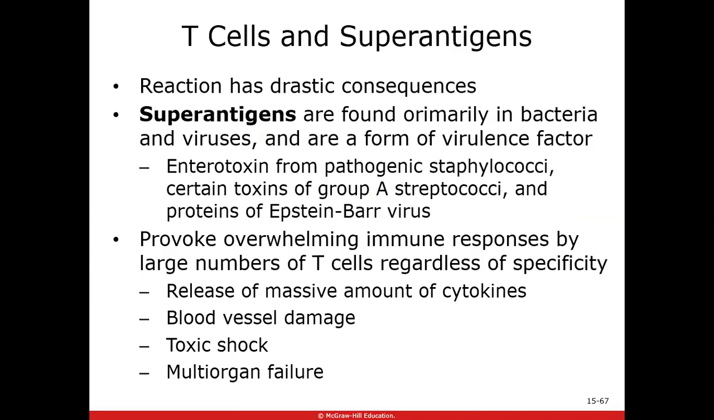And so you have reactions. Reactions have drastic consequences sometimes. You can have a superantigen. They're found primarily in bacteria and viruses, a form of virulence factor. It provokes an overwhelming immune response by large numbers of T cells, regardless of specificity. It says, just come to our area. So when you release massive amounts of cytokines, you get blood vessel damage, toxic shock, and multi-organ failure.